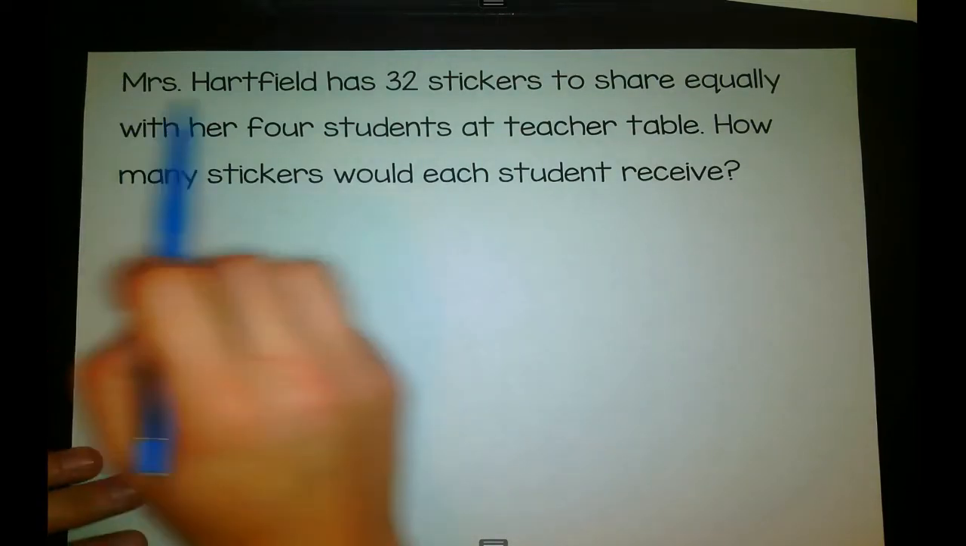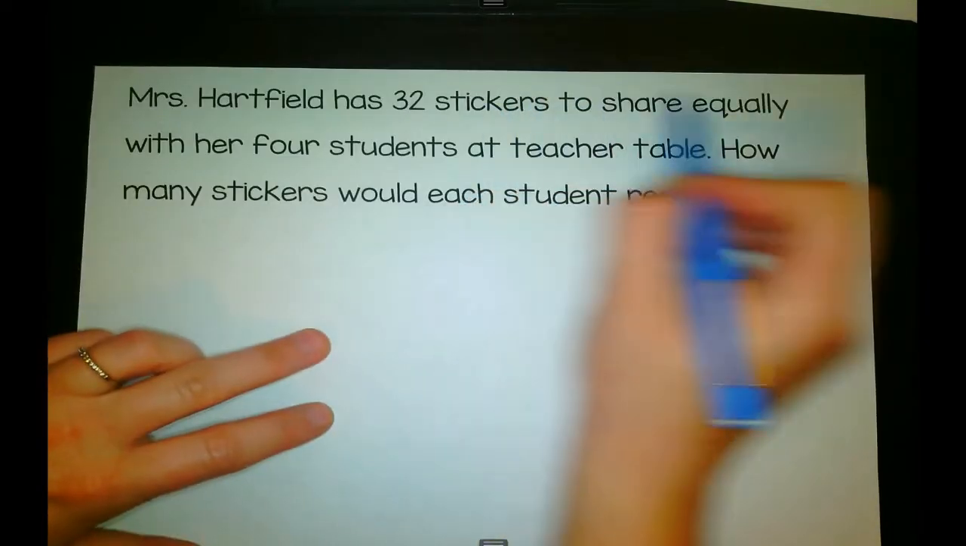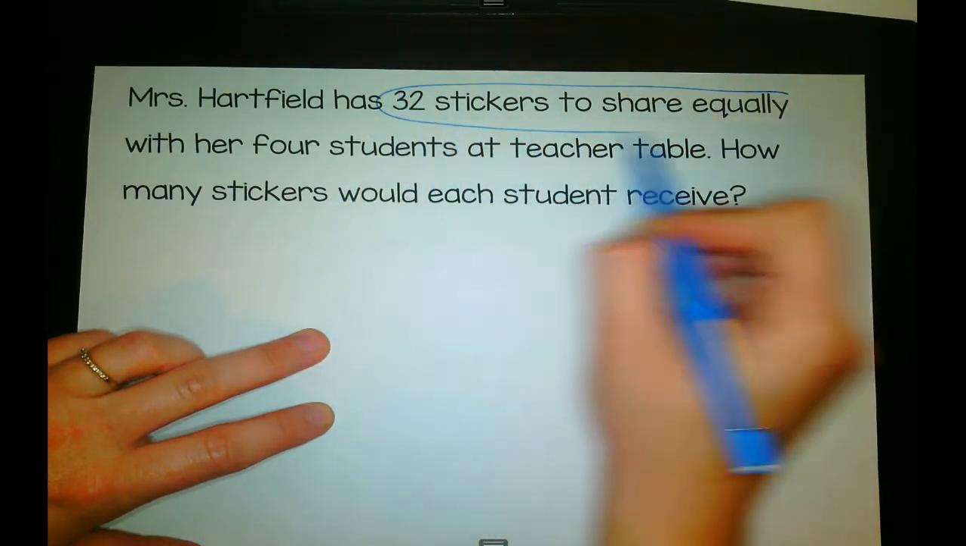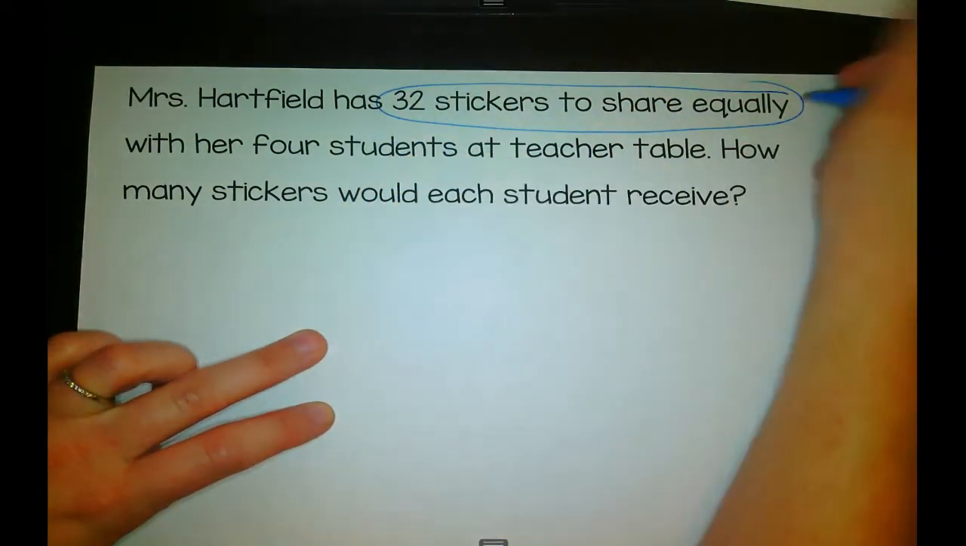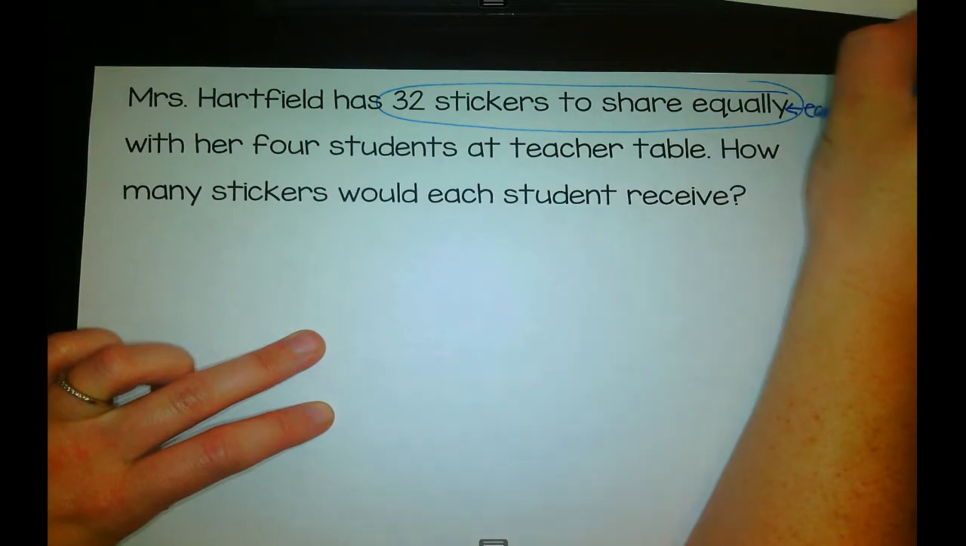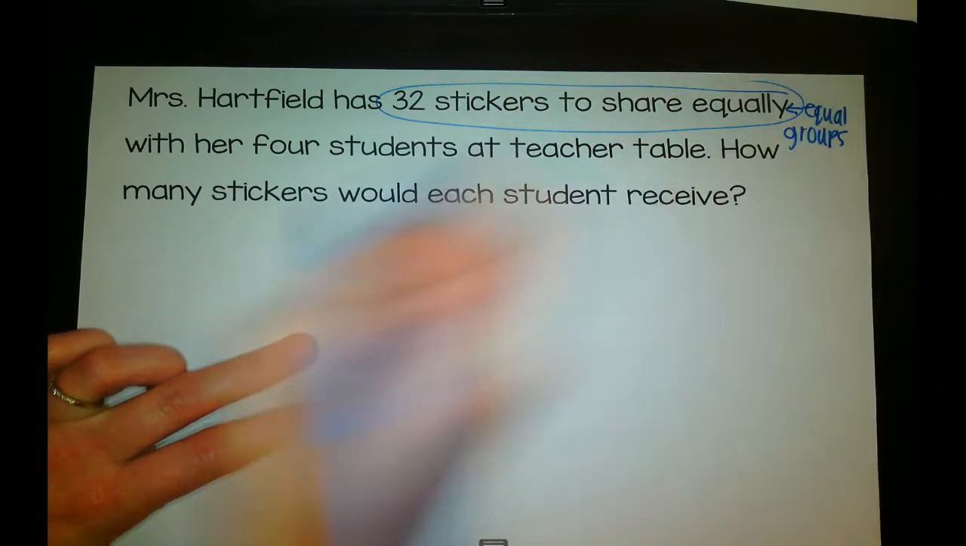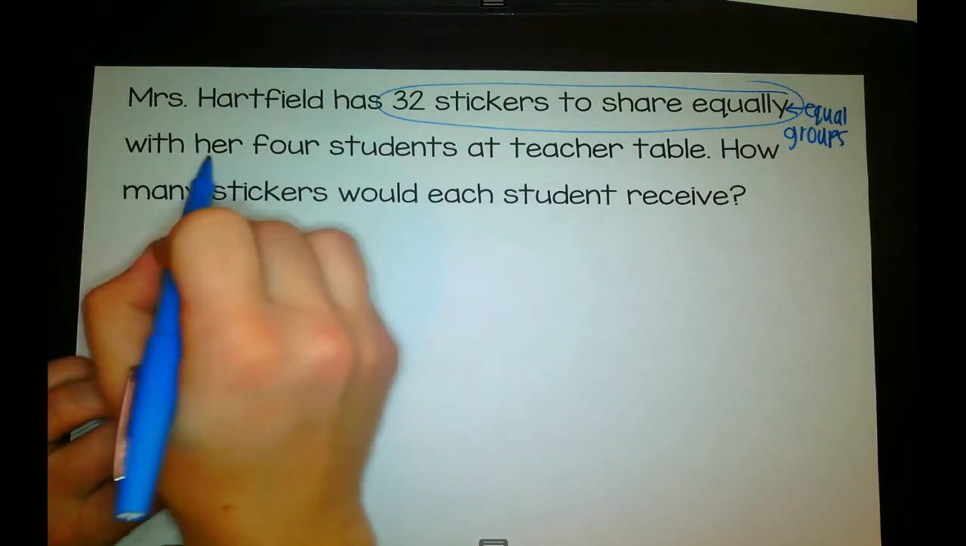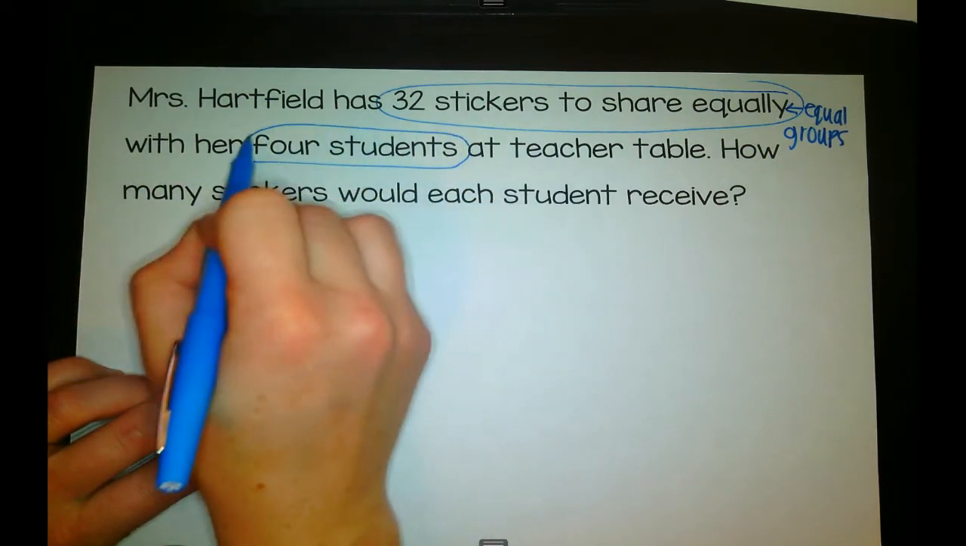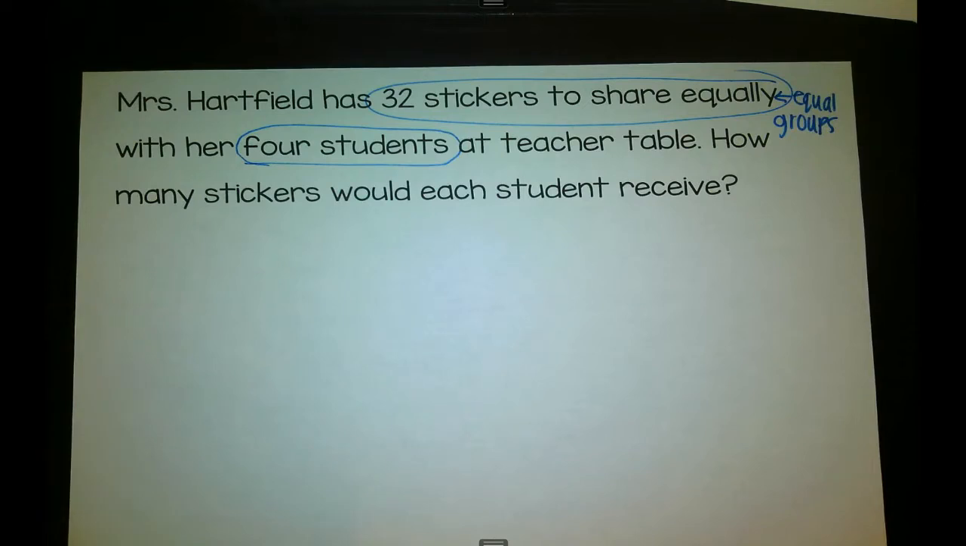All right, this one says Mrs. Hartfield has 32 stickers to share equally. So we know how many stickers she has, and it says equally, which means equal groups. She's sharing them equally with her 4 students at the teacher table. So she's not excluding the rest of the class, it's just who's at teacher table.